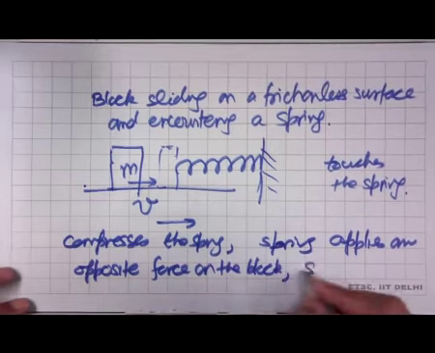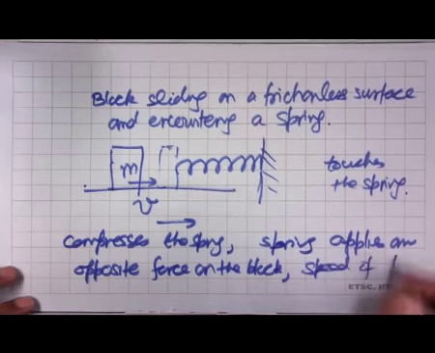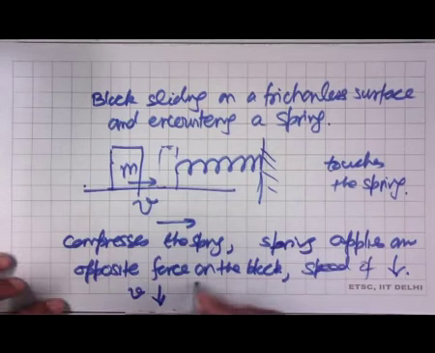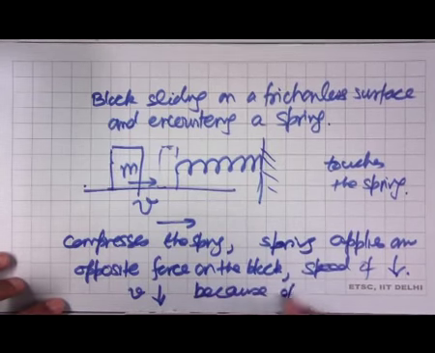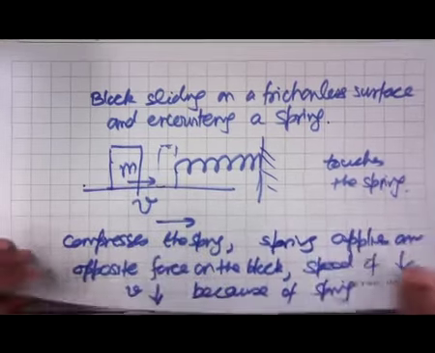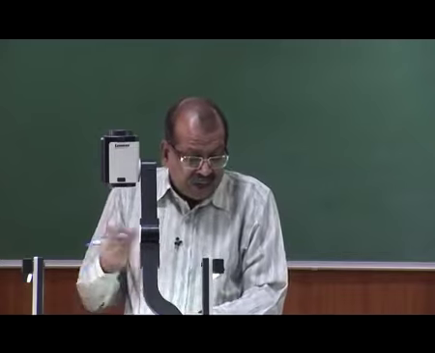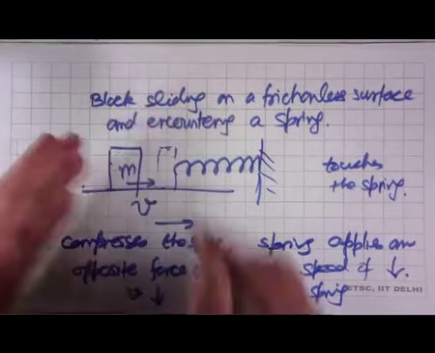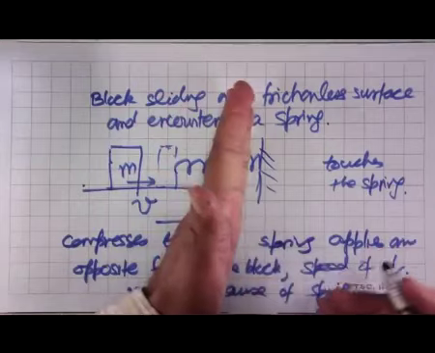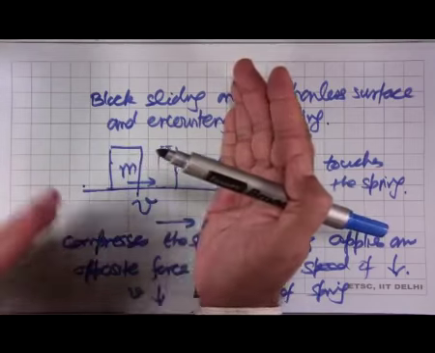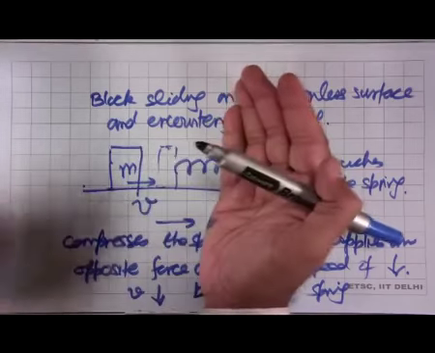So, the speed of the block comes down, v reduces because of the spring force. Once the block touches the spring, it applies a force, and we know the spring force is given by k times x. Because the velocity of the block decreases, the spring keeps on getting compressed.